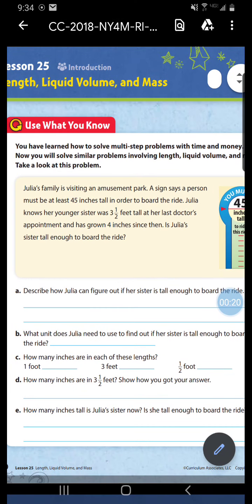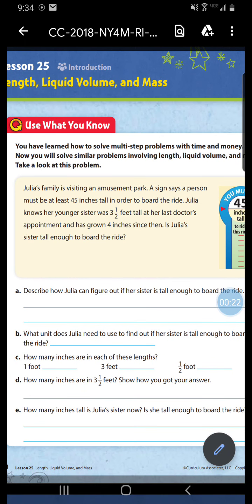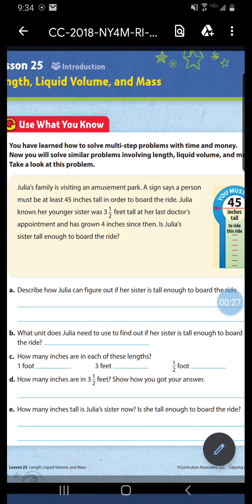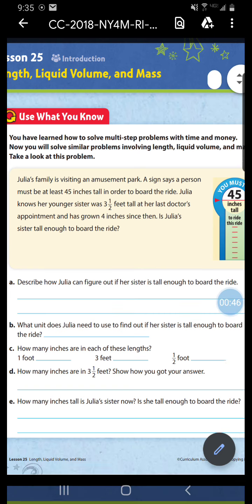Julia's family is visiting an amusement park. A sign says a person must be at least 45 inches tall in order to board the ride. Julia knows her younger sister was 3.5 feet tall at her last doctor's appointment, and she has grown 4 inches since then. Is Julia's sister tall enough to board the ride?